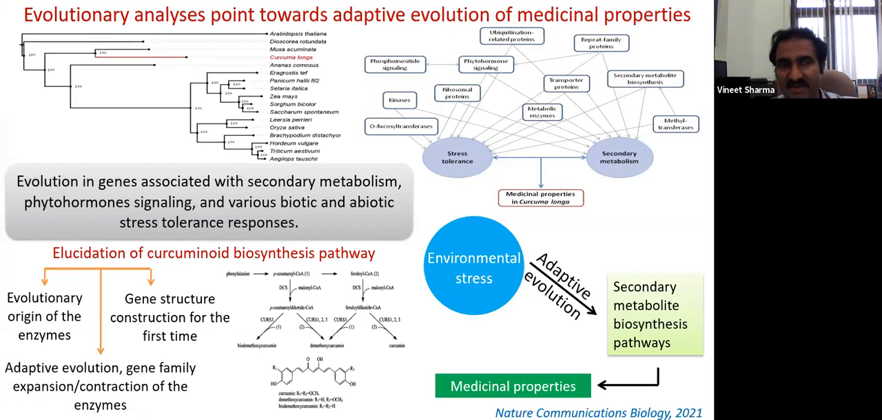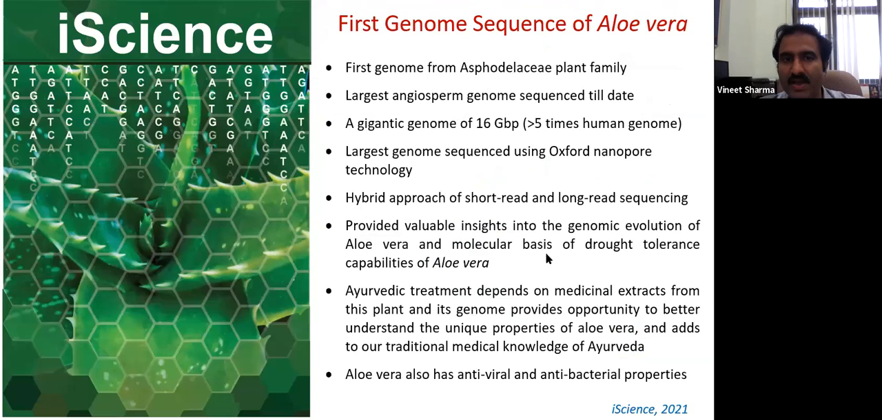So basically the message here is that this plant produces a lot of secondary metabolites which are of medicinal importance, but basically it is producing them for its own survival, for its adaptation to the environment, right? And typically this curcuminoid biosynthesis pathway is unique to this plant, right? So we showed this pathway, the gene structure of the genes, and also how this pathway is evolved.